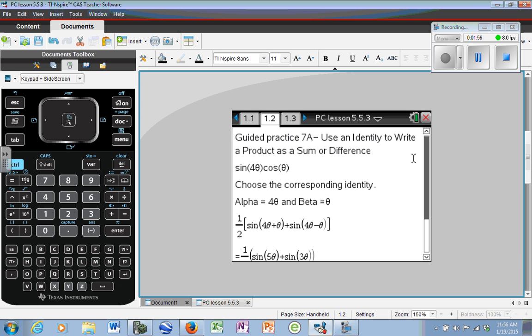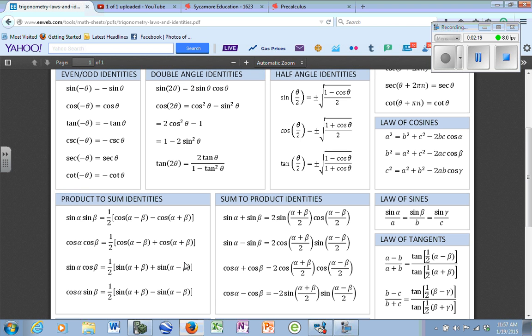Okay, so here's guided practice 7A. Maybe you've already looked at example 7, where they use an identity to write a product as a sum or a difference. The one in the book was cosine of 5x and sine of 3x. Mine is sine and cosine. So what do we do? We go to our formulas and we find the one that's sine, cosine. Nope, that's sine, sine. That one's cosine, cosine. There it is. Sine, cosine.